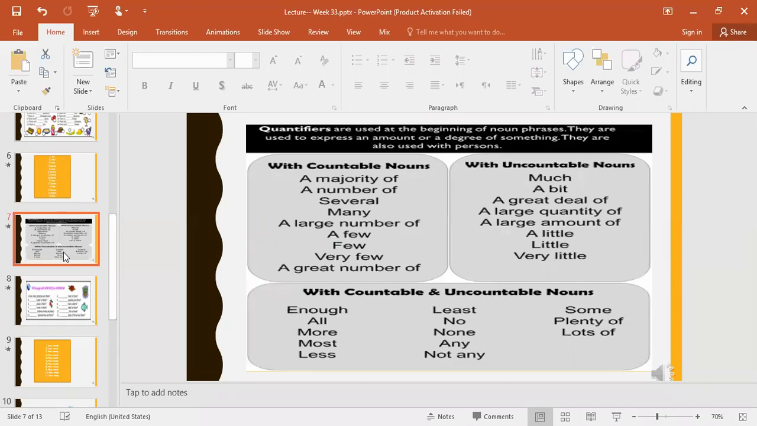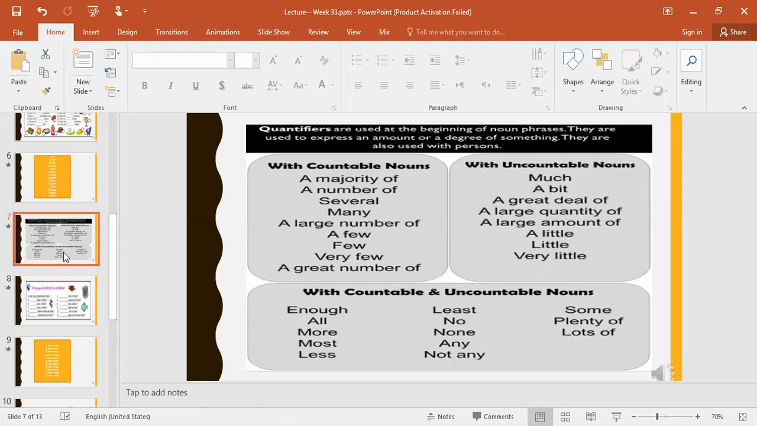Now, there are some quantifiers which are used with countable and uncountable, such as enough. There is enough amount of bread. All the teachers are upset because of online learning, online teaching. Okay? Less, none of the students is watching the recorded video. Some students are attending the live sessions. Lots of exercises are being solved during the live sessions. So I can use these with countable and uncountable nouns. Is it clear? Yes. Any questions?